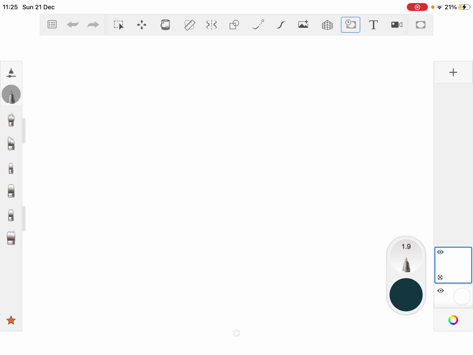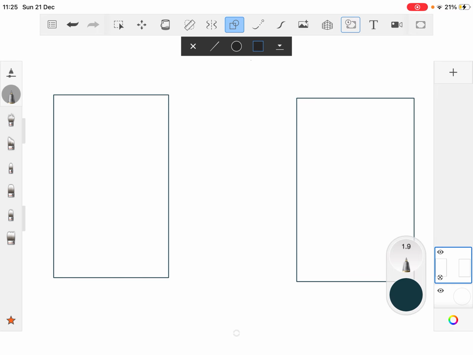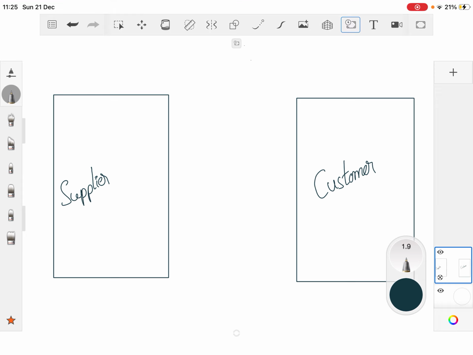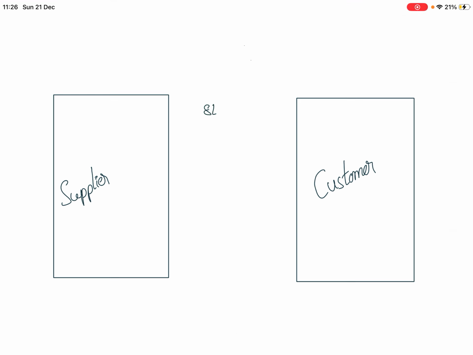Okay, so for this we will be having two parties. One is the supplier and the other one is the customer. So here is the customer and here is the supplier. As part of EDI, the customer will send an 840 first to the supplier.